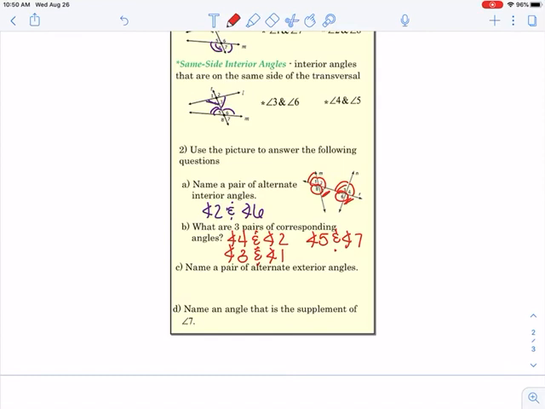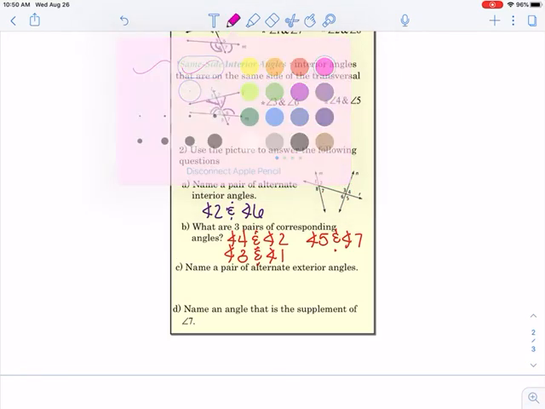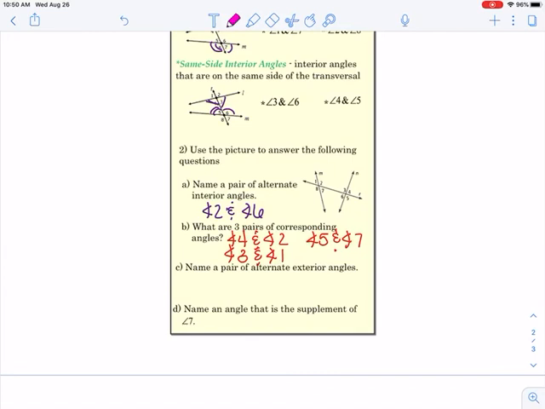Alternate exterior angles for part C is what we're looking for. So exterior angles are going to be on the outside of our sandwich. Okay, and again, on opposite sides of the transversal. So how about angle 4 and angle 8? Okay, it only asked us to name one pair. There is a second pair. Your other pair would be angle 5 and angle 1.